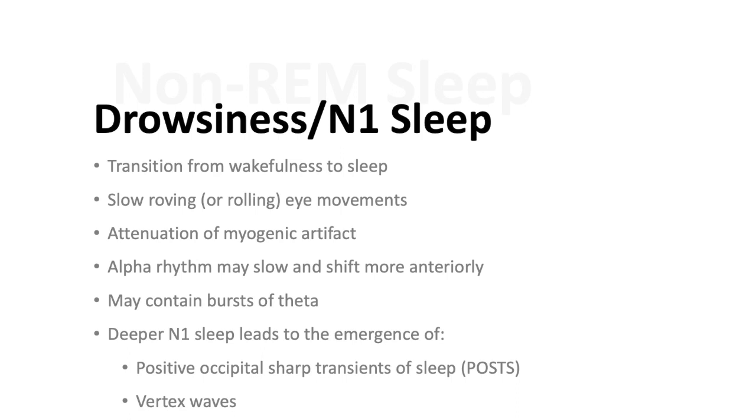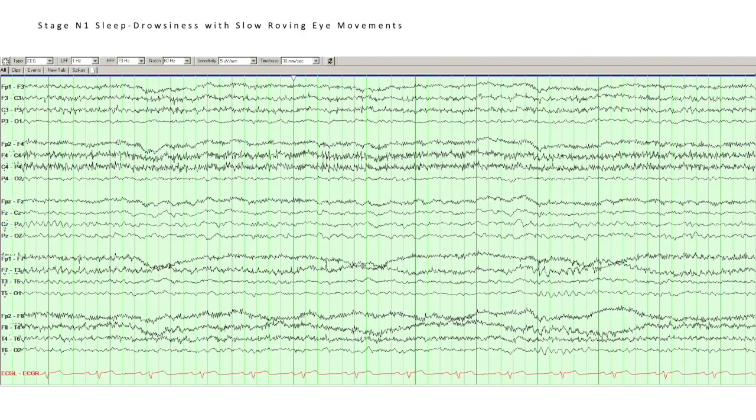I will note that many EEGers call N1 sleep once they see POSTs or vertex waves, and they will simply label the recording as drowsiness if they do not see those features but do see the other features of drowsiness.